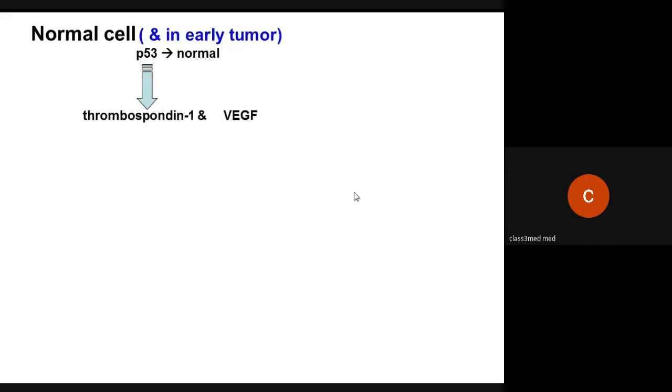So in an early tumor, is the thrombospondin-1 high or low? In an early tumor, high, okay? Because P53 is normal, so far it is normal.